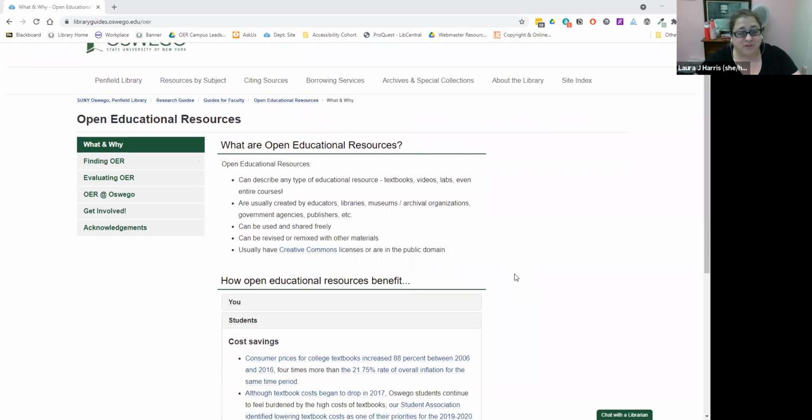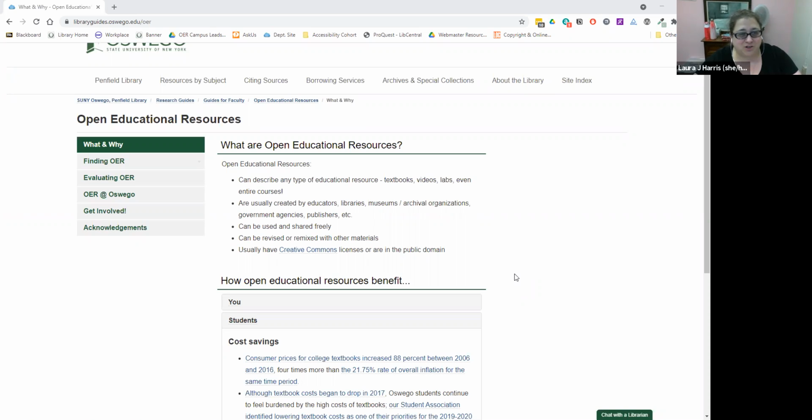So let me first define what open educational resources are. They're really any sort of educational resource, from textbooks, lesson plans. There are entire courses out there. And the open part refers to usually the item being in the public domain or having a Creative Commons license.